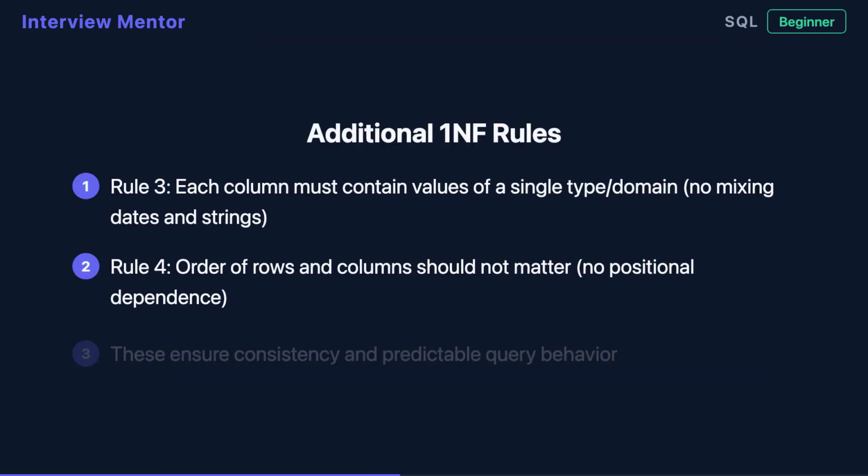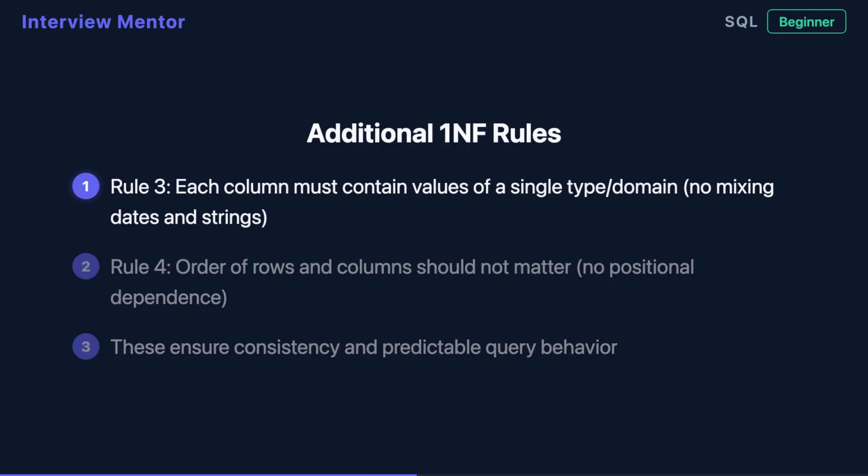2 more quick rules. 3. Each column must contain values of a single type or domain. Don't mix dates and strings in the same column. And 4. The order of rows and columns shouldn't matter. Your queries can't rely on position. These rules ensure consistency and predictability.